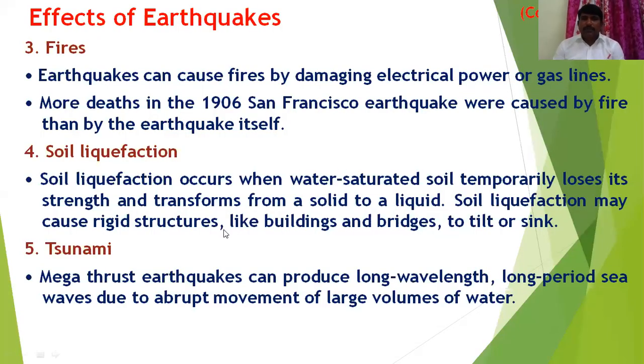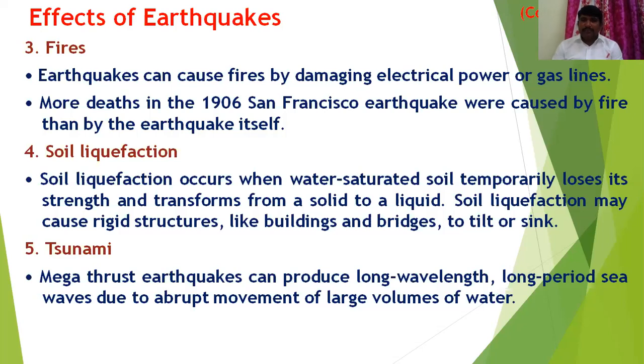Third is the fires. Earthquakes can cause fires by damaging electrical power and gas lines. More deaths in the 1906 San Francisco earthquake in America were caused by fire than by the earthquake itself. And the fourth is soil liquefaction. This occurs when water saturated soil temporarily loses its strength and transforms from a solid to a liquid state. The soil liquefaction may cause rigid structures like buildings and bridges to tilt or to sink.